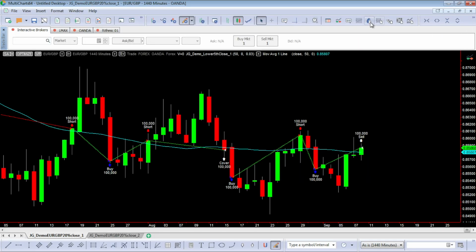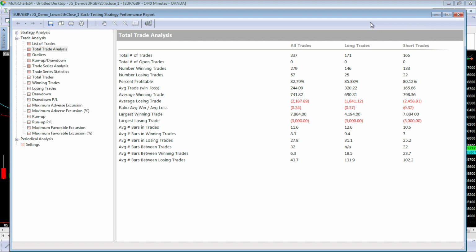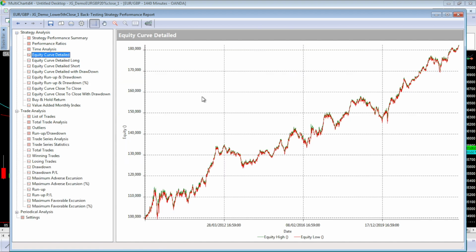And I doubt it's made much of a difference to the performance report, the average trade value. We can see that now the largest losing trade is that 300 pips. So that's good, that's less than half of what it was before the stop loss. Percent profitable, 82%, and I don't expect the equity curve to have changed dramatically, and no, it hasn't, so that's pretty good.